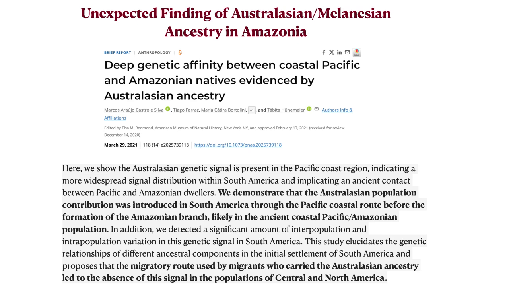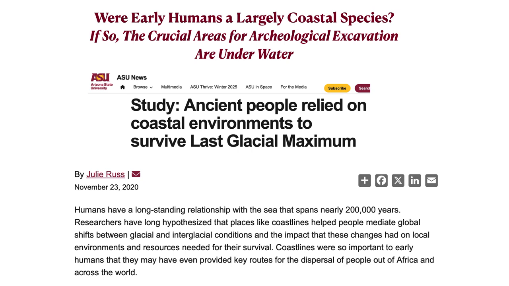How could that have happened? Well, again, by this coastal movement. And some lines of evidence would indicate that early humans were partly or maybe even largely a coastal species. Coastal areas are often very rich environments, with a lot of protein, with shellfish in particular.